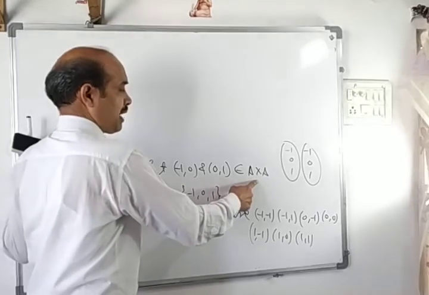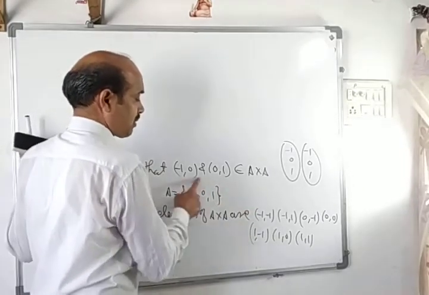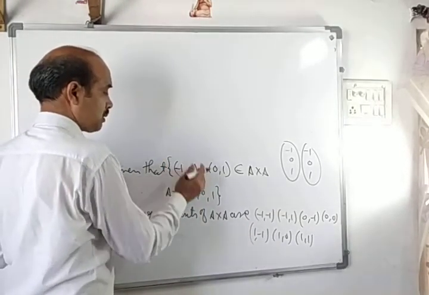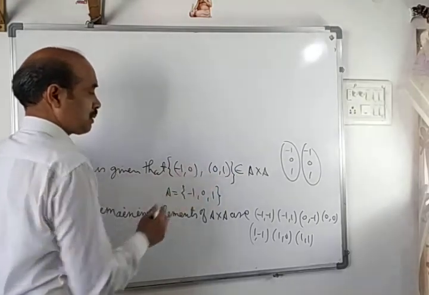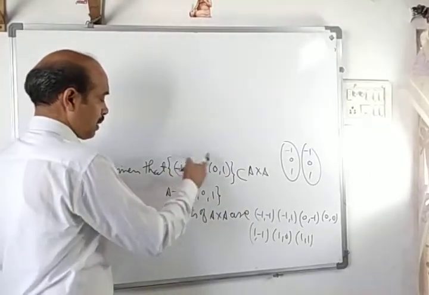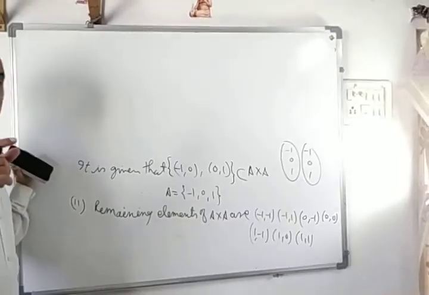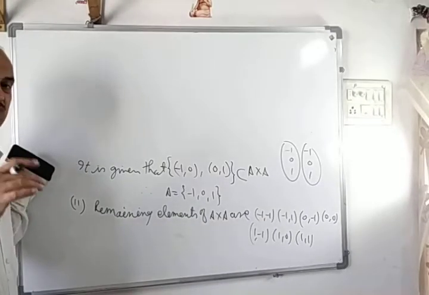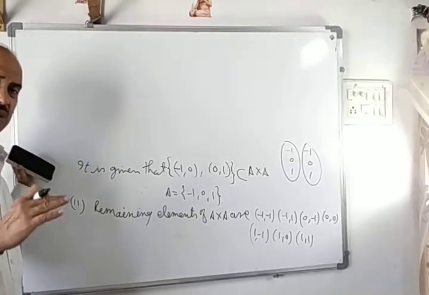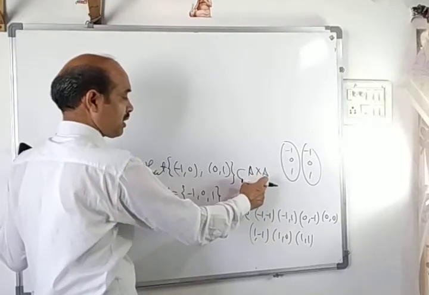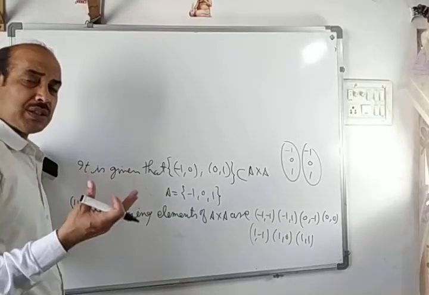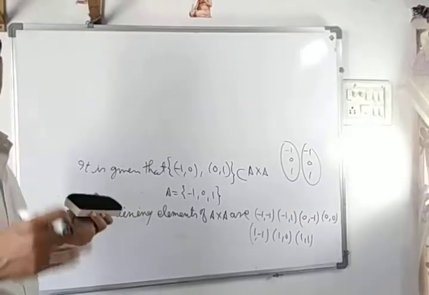Since A cross A is having all 9 elements, 2 and 7, if you take only these two and make a set, then this will become a subset of A cross A and this will become a relation. So a relation is a subset of A cross B in the general definition. But if it is A cross A, that is also a relation. But in that case, the relation will not be a relation from A to B. It will be a relation from A to A, or we can say a relation on A.